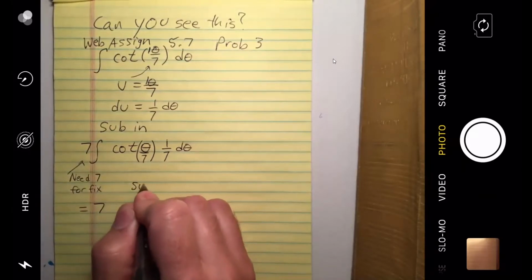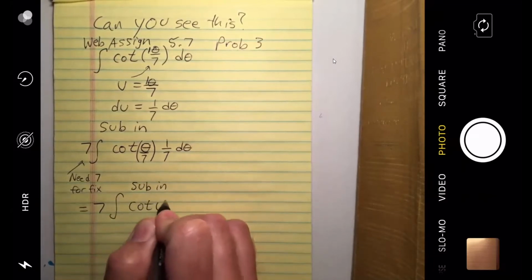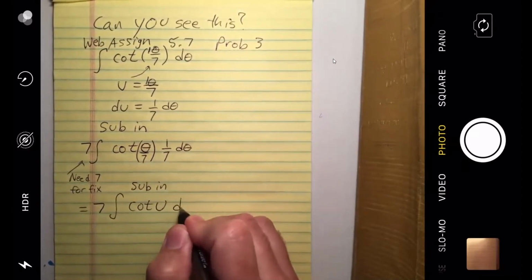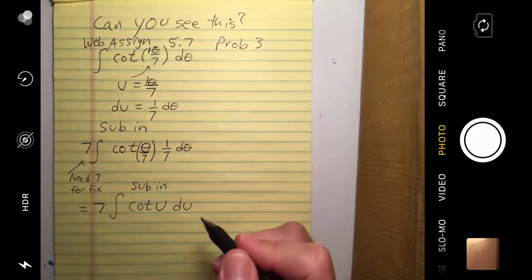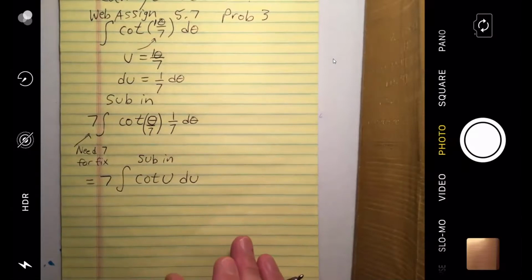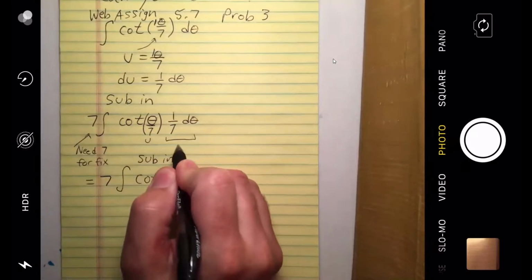And now I'm subbing in integral of cotangent of u, and then the rest of this 1/7 d theta is my du. Stop for any questions. I could label it up here. This is my u. The rest of this is my du. And it needs a fix of a 7. Don't hear any questions.